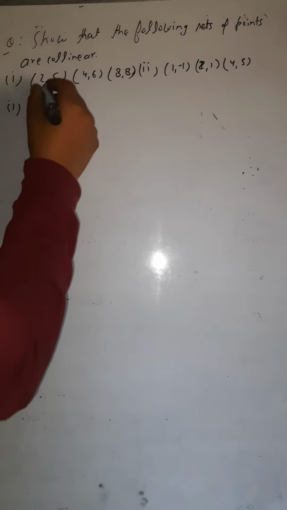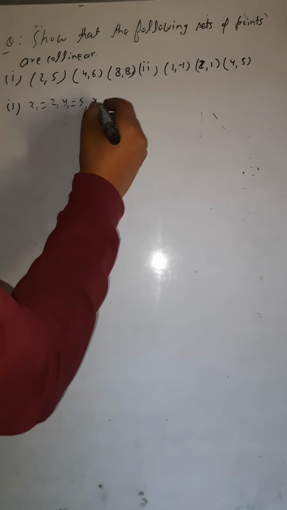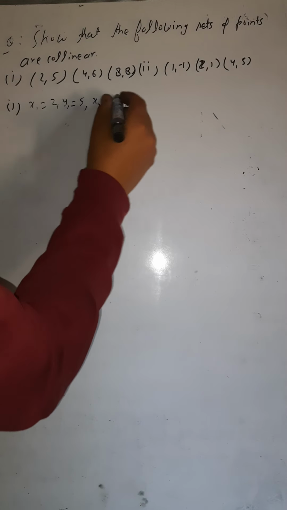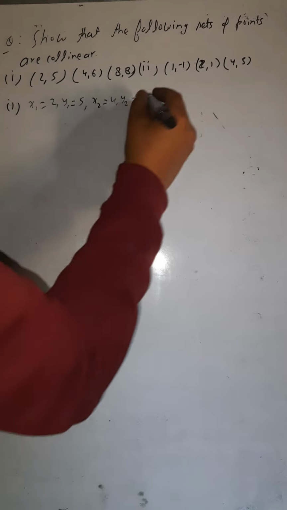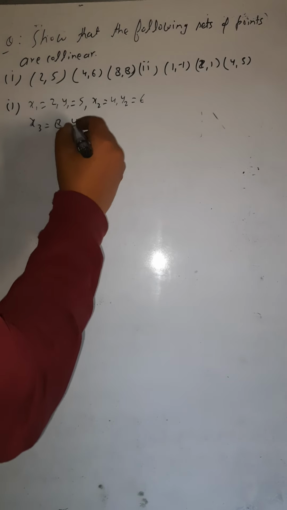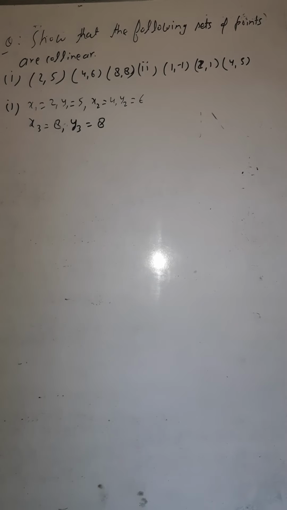First I will find the area of the given triangle. For finding the area of the triangle, first I need the values x1, y1, x2, y2, and x3, y3. Let's write the values. x1 is 2 and y1 is 5. Similarly, x2 is 4 and y2 is 6. Then x3 is 8 and y3 is 8 again. So let's find the area.